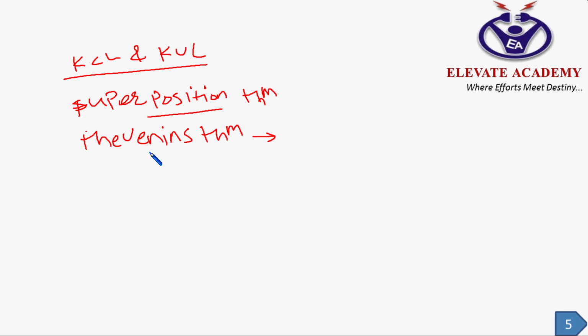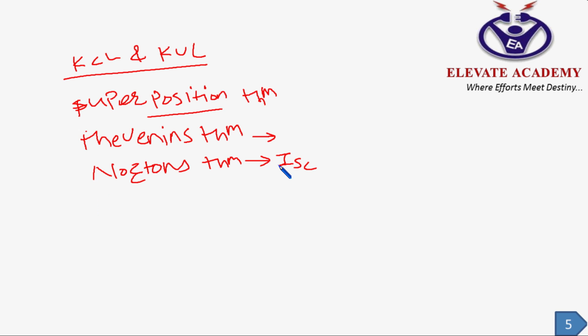Then the next part is Norton's theorem. With the help of Norton's theorem, we can easily find out the short circuit current, that is called ISC, the short circuit current. Whenever we are using Norton's theorem, it means that we are calculating the short circuit current in that particular problem.